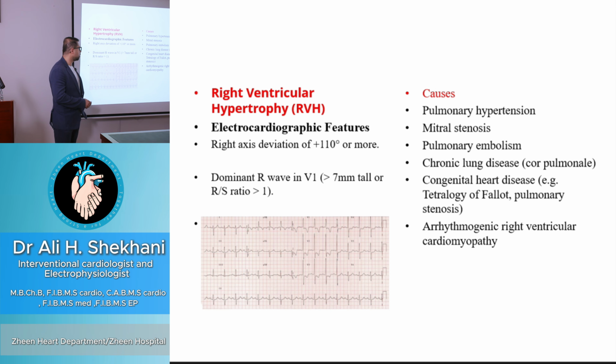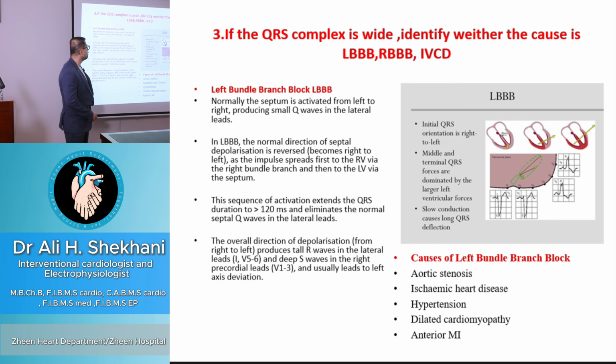Right ventricular hypertrophy is the same, but the changes are mainly in V1 and V2. As I told you, V1 and V2 represent the right side of the heart. And of course, we have several causes for each of them.